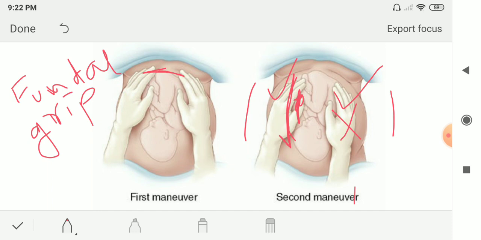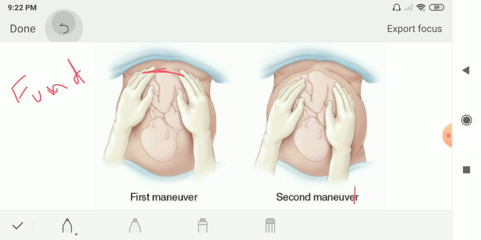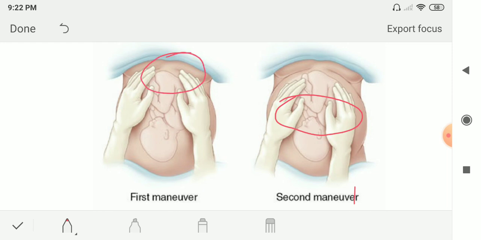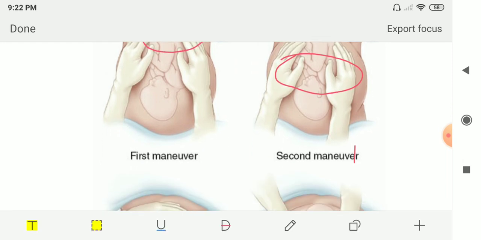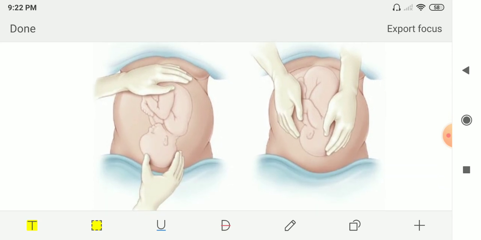So by using both palms, by putting pressure and palpating the areas, we can identify whether the back is toward the right side or the left side. Why is it called the umbilical grip? Because it is performed near the umbilical region of the mom. So this is the umbilical grip, and the other one is the fundal grip. These are the first two procedures of the Leopold maneuver.